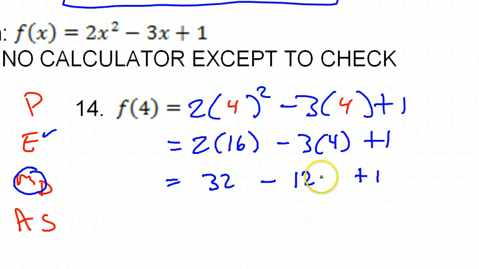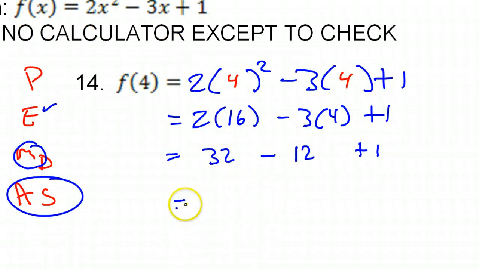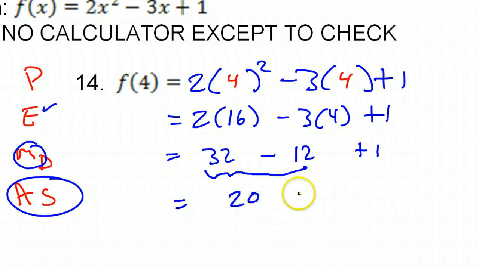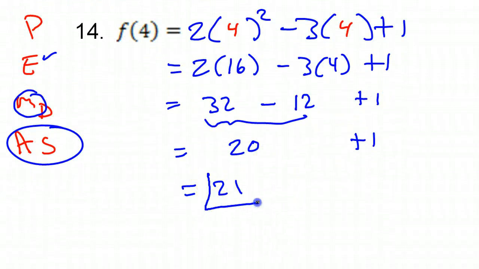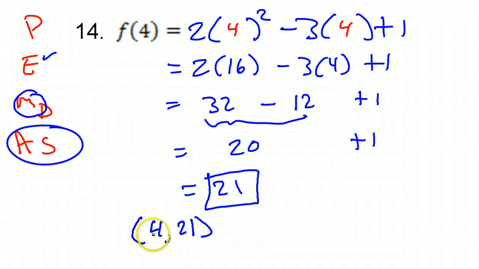As an ordered pair, it would be 4, comma 21. All right, is another way to put it. Again, you could type all this in your calculator if you were allowed to use your calculator and get your 21 that way. But for now, you're supposed to do it by hand. Okay, how about number 15?